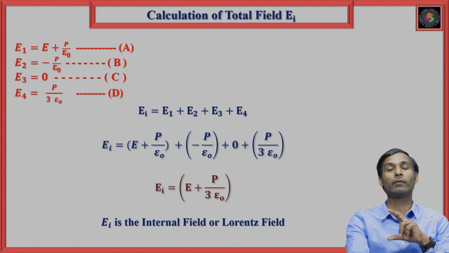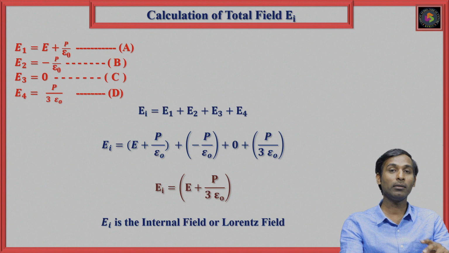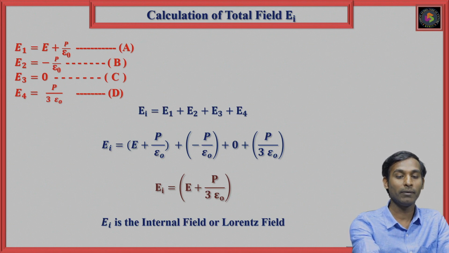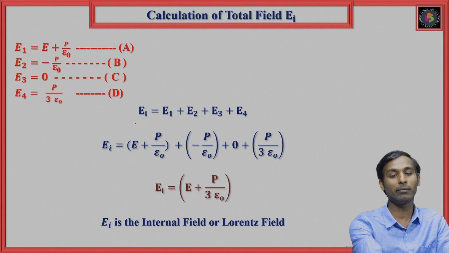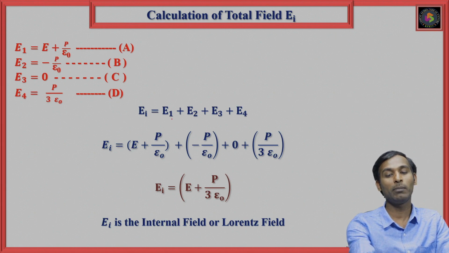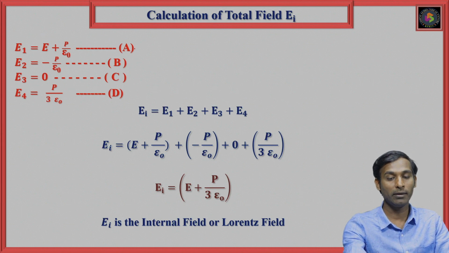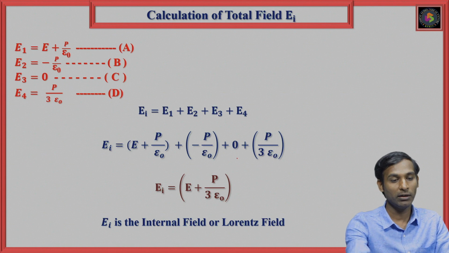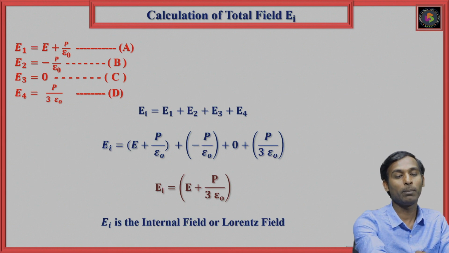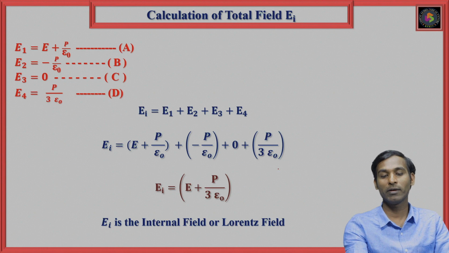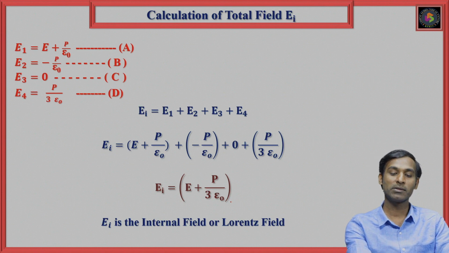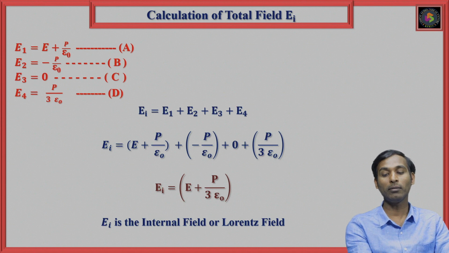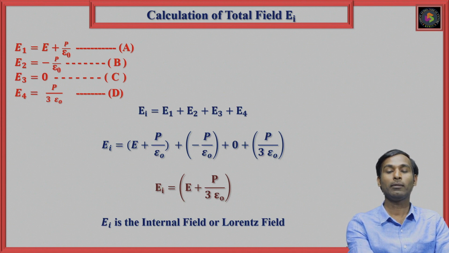We can define all four parameters E1, E2, E3 and E4. Our aim is to calculate the internal field of a dielectric material, or Lorentz field. So we have to define, as before, that EI, the internal field of a dielectric material, is equal to E1 plus E2 plus E3 plus E4. What is E1? Equation number A. What is E2? Equation number B. What is E3? Equation number C, which is 0. What is E4? P by 3 epsilon naught. Simplify this equation, we will get EI is equal to E plus P by 3 epsilon naught. So this is the required expression for the internal field or Lorentz field of a dielectric material.